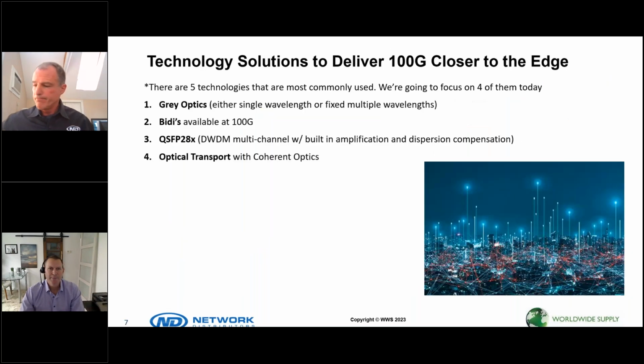So taking it one step at a time, let's break it down into its different elements, right? When you talk about delivering 100 gig closer to the edge, there are 5 technologies that are most commonly used. Today, we're going to focus on 4 of them. Gray optics, and as a reminder, that is defined as either single wavelength or fixed multiple wavelengths. We'll talk about BiDis available at 100 gig, QSFP28 ZR, and optical transport with coherent optics. So let's go one by one, right, Ralph?